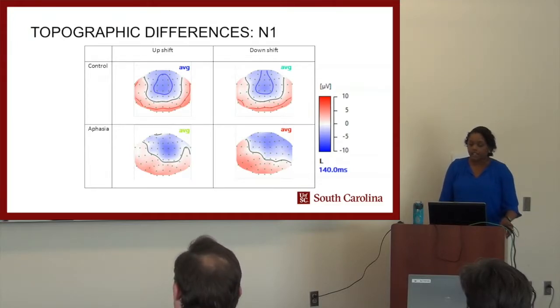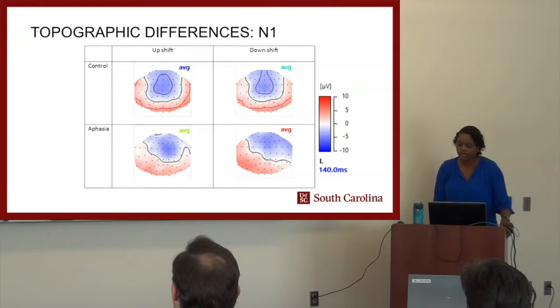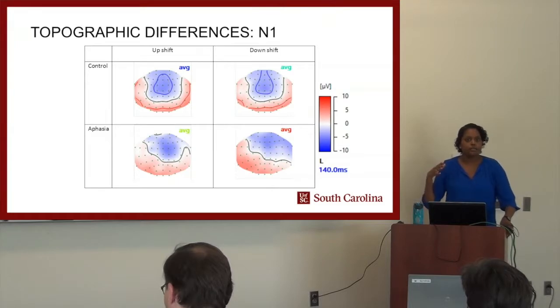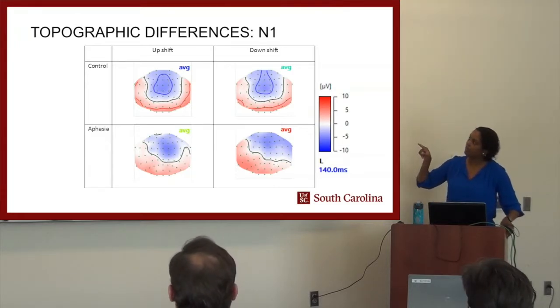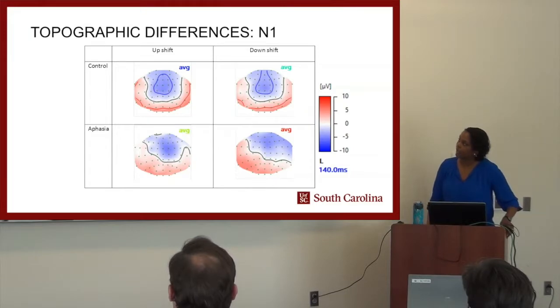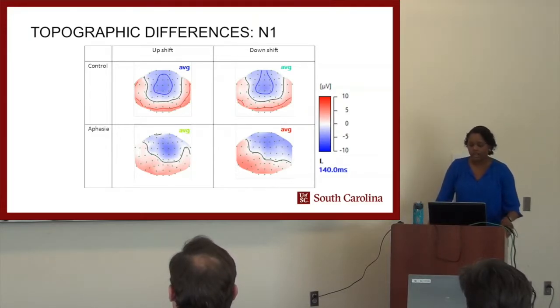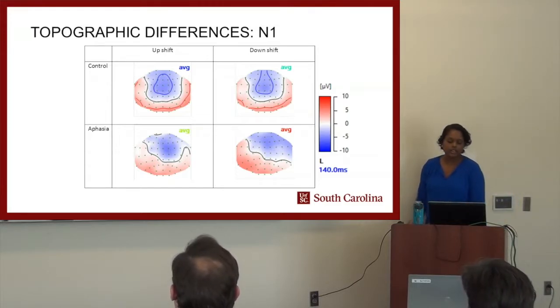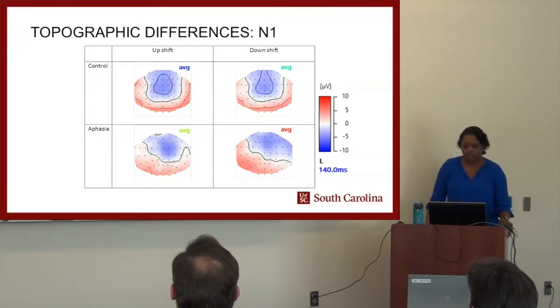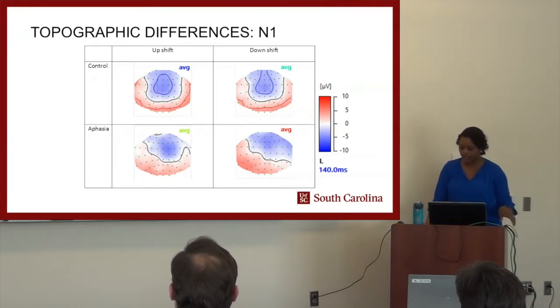These were some of the topographic differences. So this is during the N1 time period at 140 milliseconds. So if you imagine looking straight down at somebody with an EEG cap on, their nose would be at the top, ears at the side, and back of the head at the bottom. And in the top row, we have the controls, and the bottom row we have aphasia. So what we see with the controls is that bilateral frontal distribution, whereas with the aphasia group, we're seeing more diminished activity and increased right lateralized activity, particularly in response to the downshift.